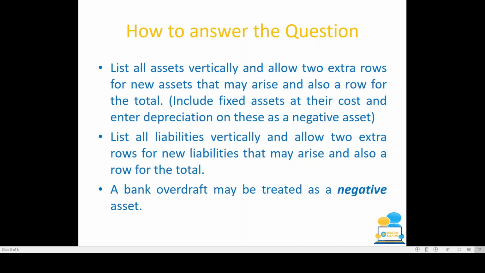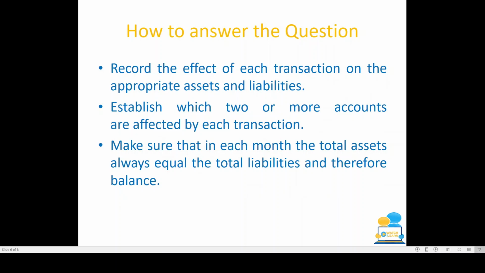List all your liabilities vertically also, and allow 2 extra rows for new liabilities that may arise, and also a row for the total liabilities. A bank overdraft may be treated as a negative asset, or you can include it in liabilities, whichever you prefer. Record the effect of each transaction on the appropriate assets and liabilities. So go through each month and record the transactions each month. And obviously at the end of each month, the assets and liabilities should balance, because you're at double entry bookkeeping. The debits and credits must be the same.